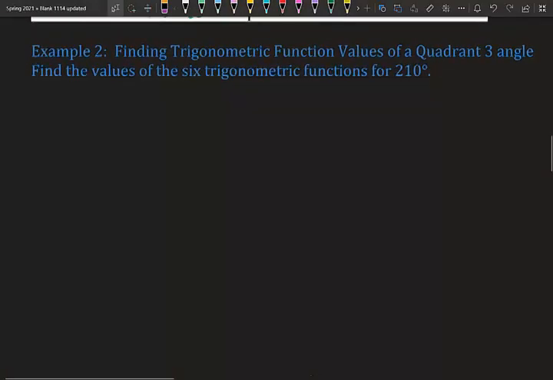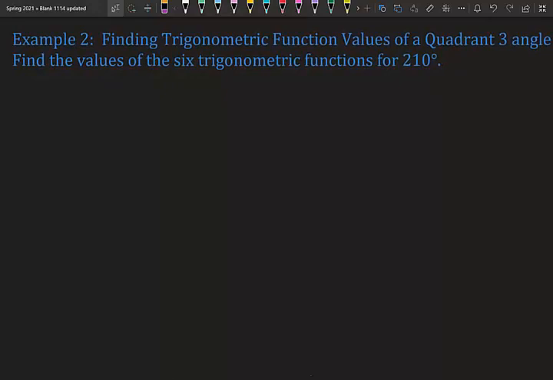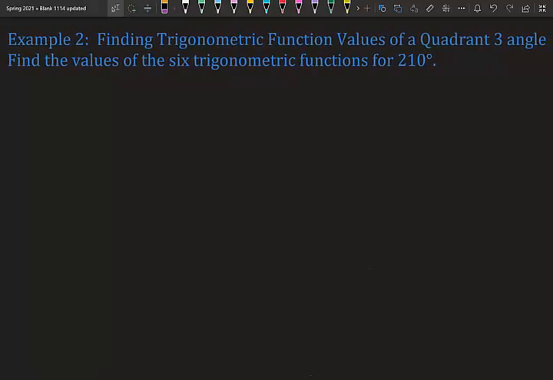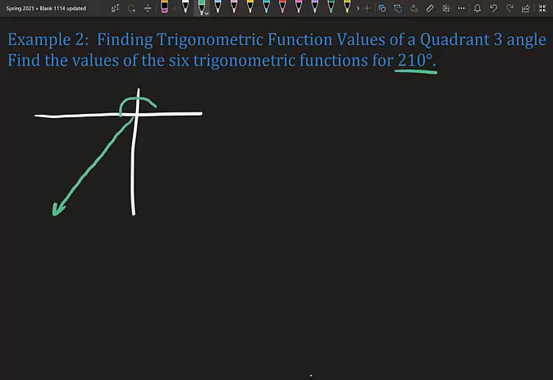All right, let's figure out why finding reference angles matters so much. So we're finding trig function values of a quadrant 3 angle. Find the values of the 6 trigonometric functions for 210 degrees. We know 210 is in quadrant 3, so the first thing I'm going to do is draw quadrant 3. Now I'm going to draw our angle of 210 degrees, so that's about right there. Now what we're trying to find is this angle right there.